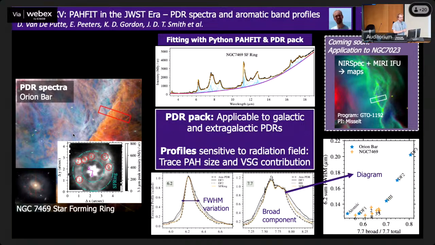Then I apply my fit results of the Orion Bar to try to quantify some of the profile variations of the 6.2 and 7.7 micron features that Charlotte already showed yesterday. Based on those fit results, you get some numbers that you can put into a diagram. I find that 5 regions in the Orion Bar PDR have the same sequence for both of those quantities, so you can find a gradual evolution in those profiles. Then I calculate the same quantities for NGC 7469, and I show that those spectra resemble specific regions in the Orion Bar PDR.